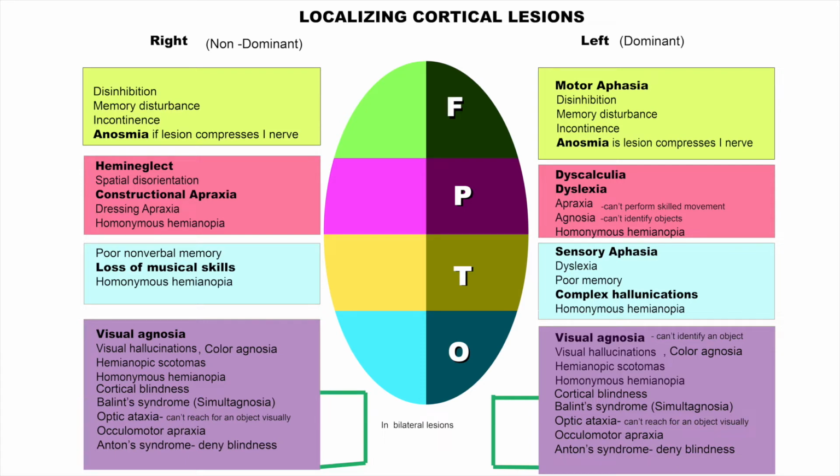But their word output is increased, but they often make no sense at all. Dyslexia, which is the inability to read, poor memory, complex hallucinations, and homonymous hemianopia.